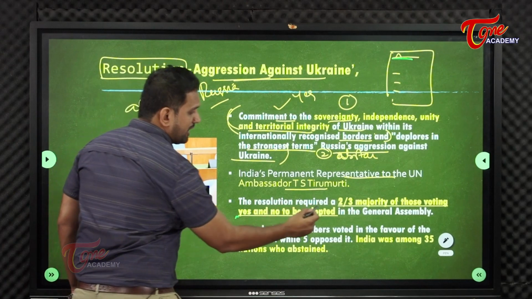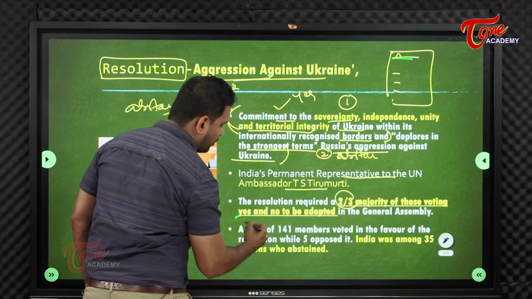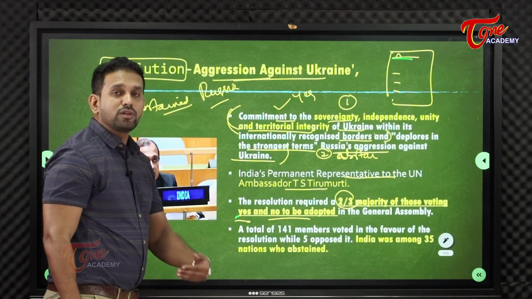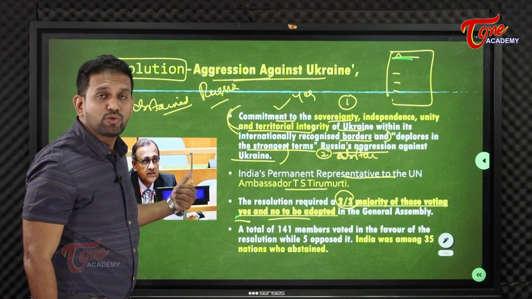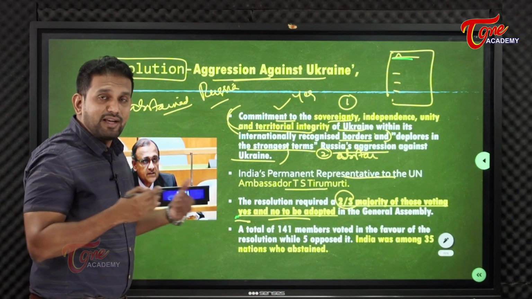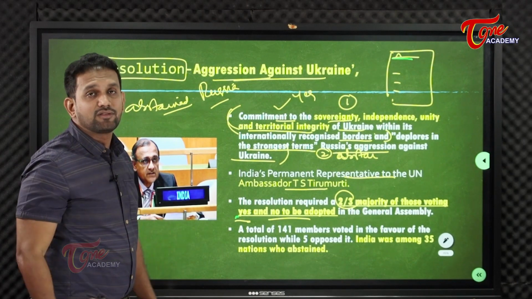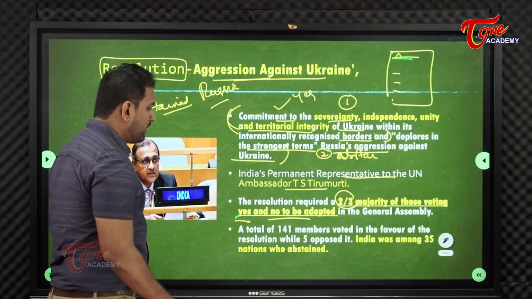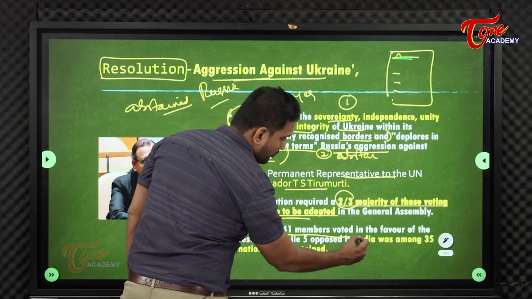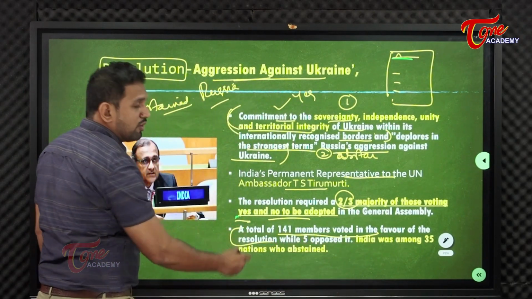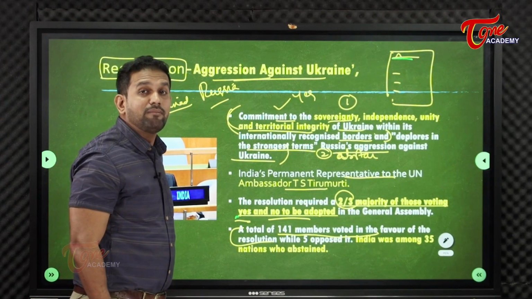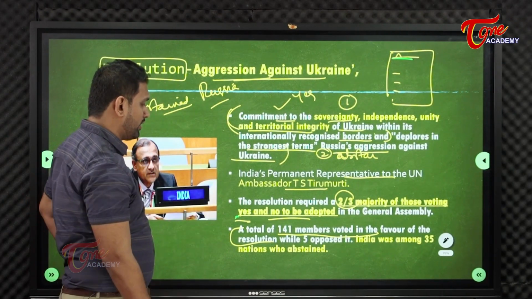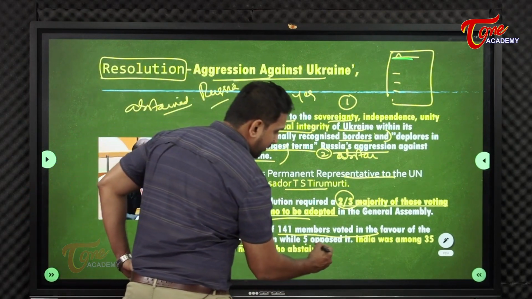The resolution required a 2/3 majority of those voting yes and no to be adopted. If 2/3 of the 193 members say yes, the resolution will be adopted and the future action plan will be formulated. A total of 141 members voted in favor of this resolution. 141 members are condemning the attack of Russia on Ukraine. So they voted in favor of this resolution, while 5 opposed.